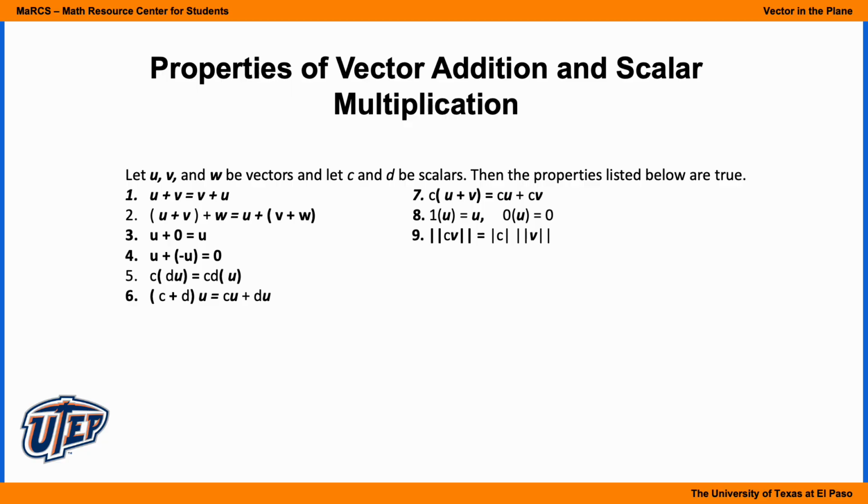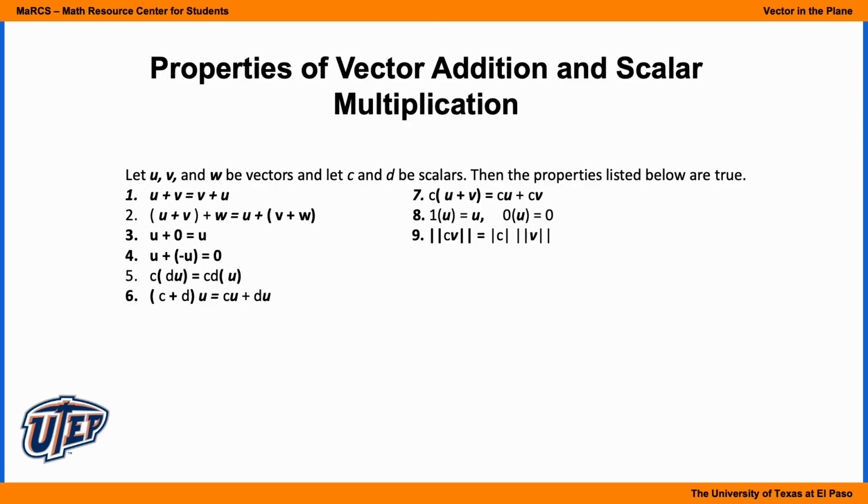Now, if we let u, v, and w be vectors and c and d be scalars, then the following properties hold. So for the first one, u + v is equal to v + u, so the commutative property of addition. The second one, (u + v) + w is equal to u + (v + w). This is the associative property of addition. For the third property, u + 0 is equal to u. This is the additive identity.